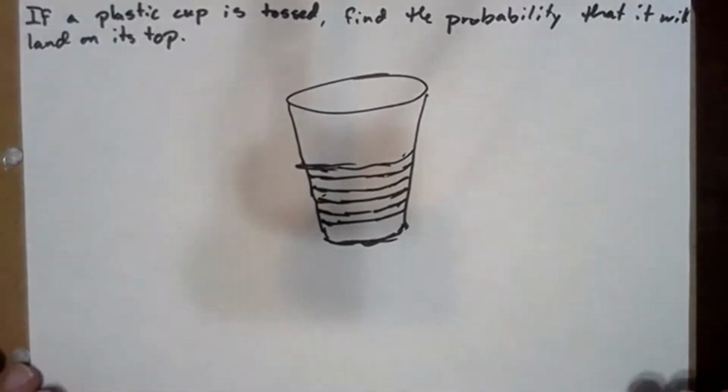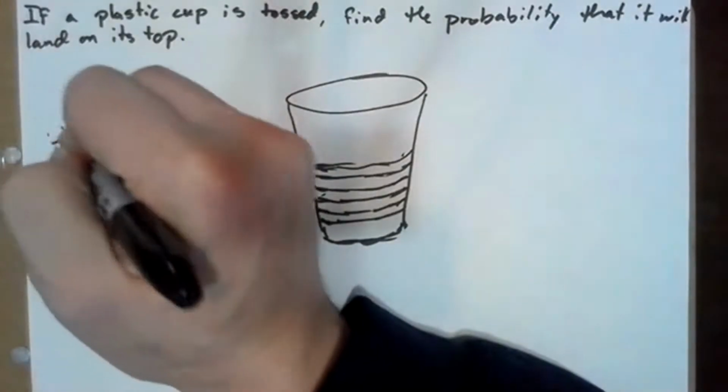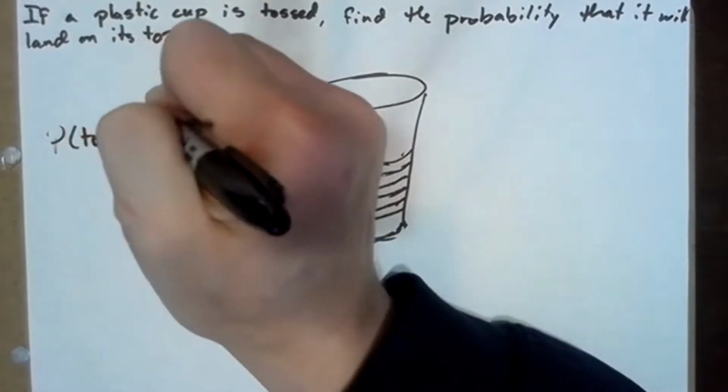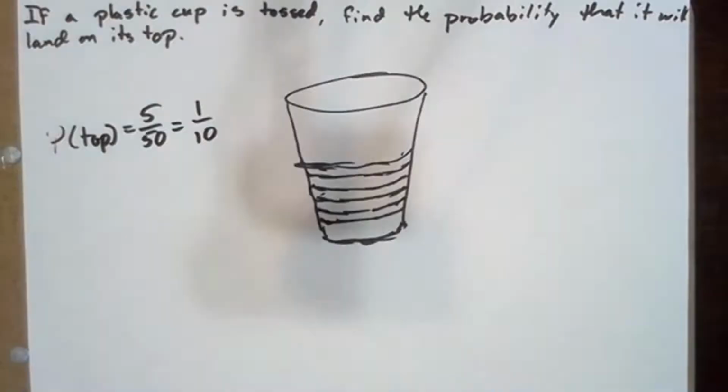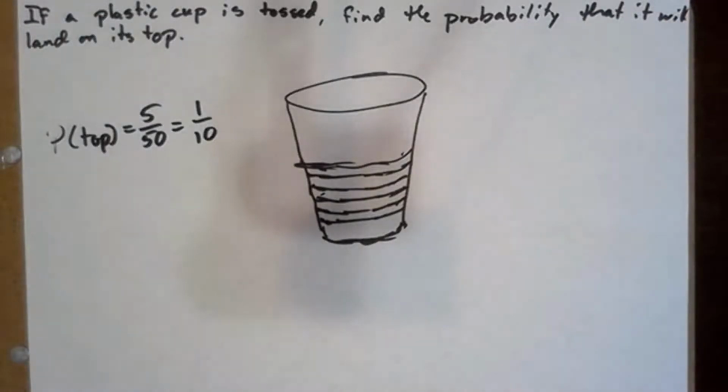Now we ask, if a plastic cup is tossed, find the probability that it will land on its top. This is one that is more difficult to understand. Based on the shape of the cup, it's more likely to land on its side. It's less likely to land on its bottom since it's more narrow. It would probably tip over and fall on its side. I did this experiment several times, and the authors of the book did the experiment as well. When the authors did the experiment, they found that out of 50 tosses, the cup landed on its top 5 times out of 50, which is 1/10. That could just be the way that they were tossing it, but it seems about right.